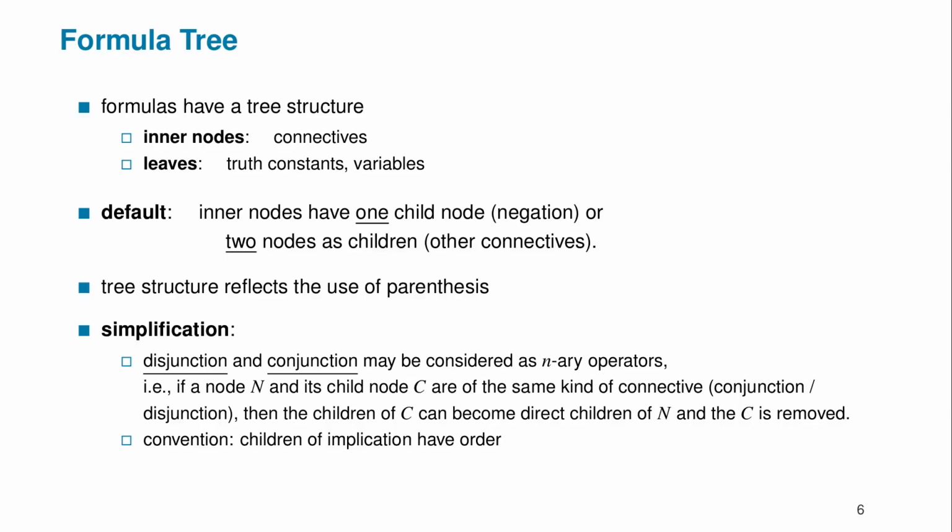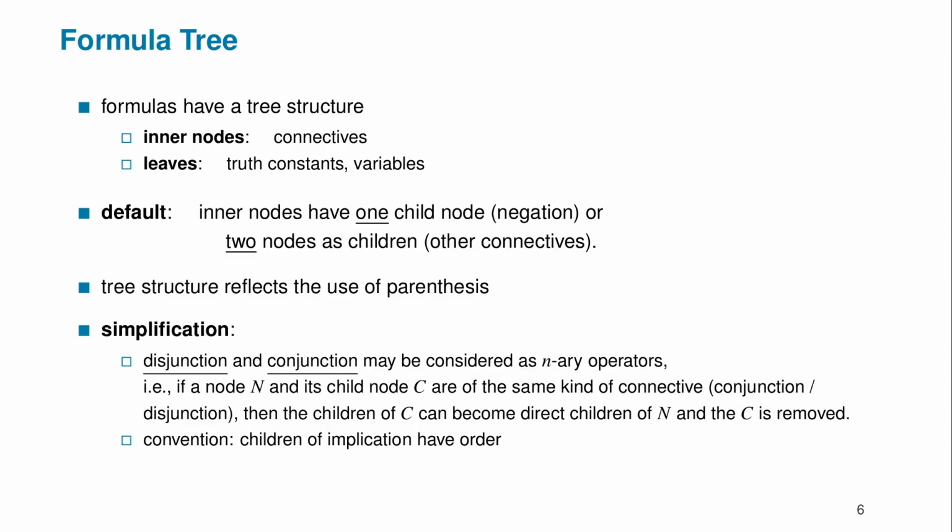variables. And usually the nodes that are labeled with a negation symbol have one child, and the nodes that are labeled with any other connective have two children. For ease of simplification, we sometimes interpret the disjunction and the conjunction as an n-ary connective or n-ary operator, and we do this in the following situation: if we have a node N and a child node C, which are of the same kind, either a conjunction or a disjunction, then we can merge them, and the children of C become the direct children of N, and we remove C.